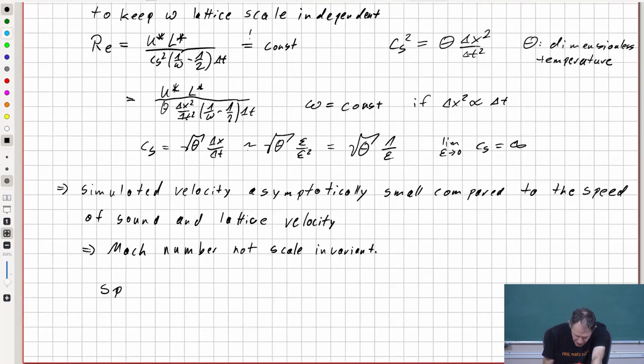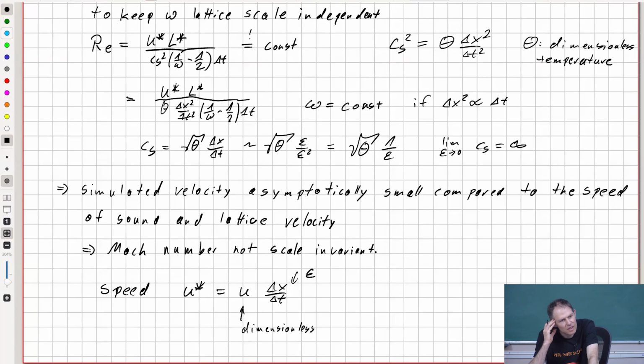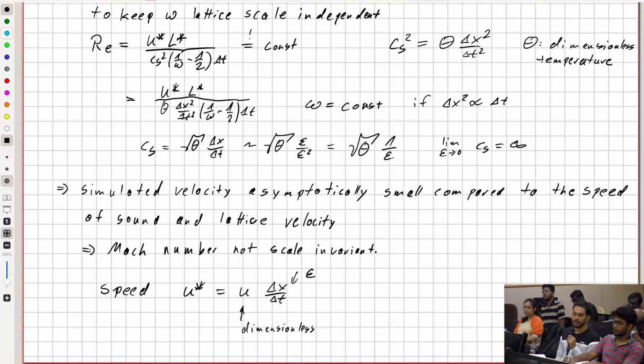So now we have to express our physical speed, the one with the star, as dimensionless speed times delta x by delta t. So this gives us the dimensions. Actually, this is proportional to epsilon, and this here now is dimensionless. So this delta x and delta t, they are still in lattice units. They're not physical.